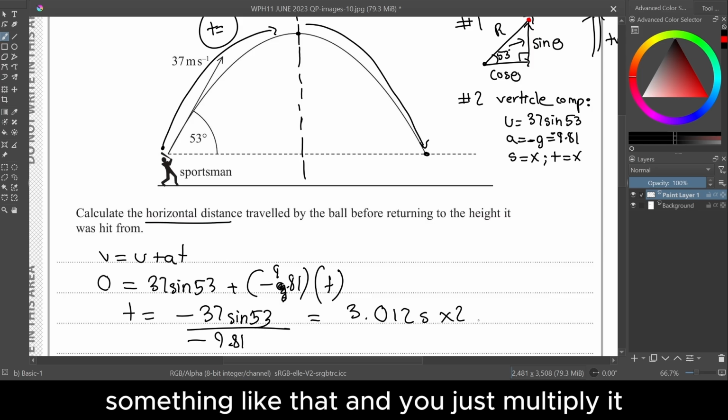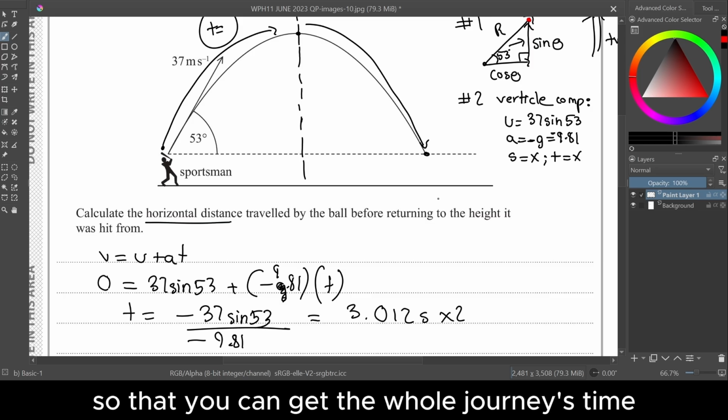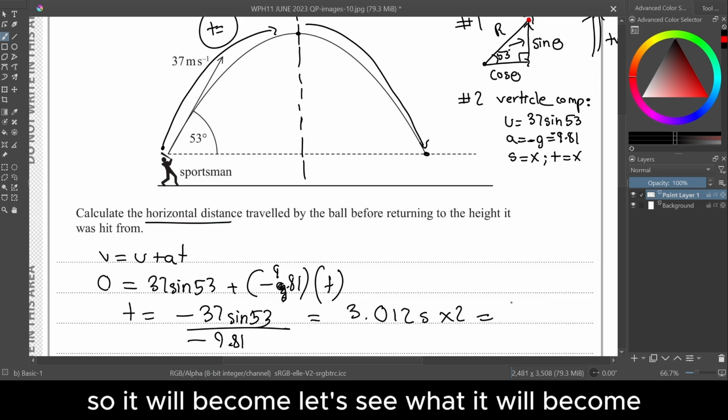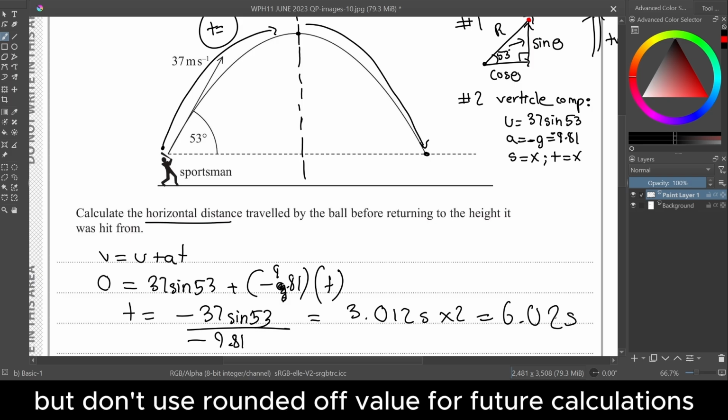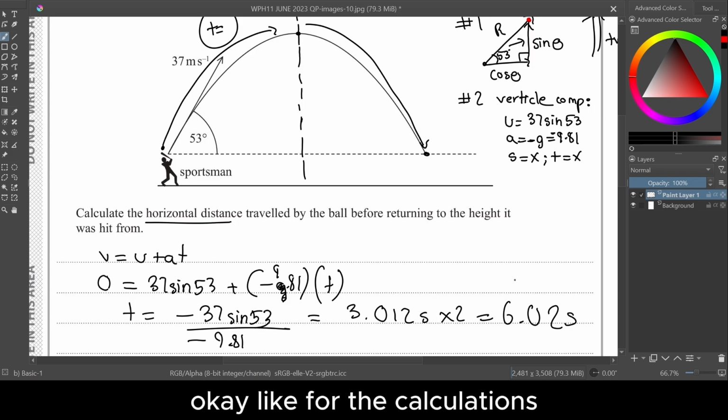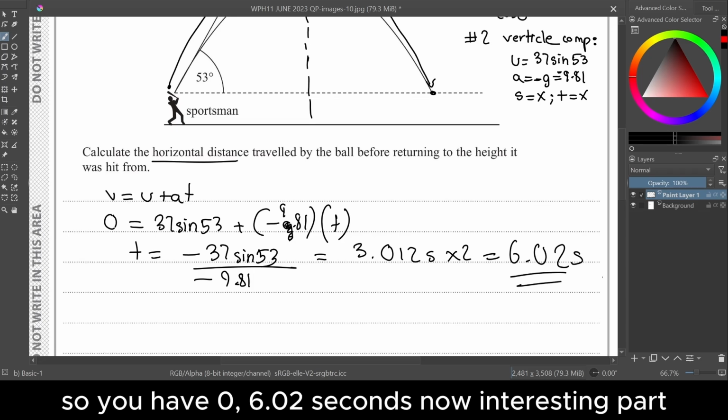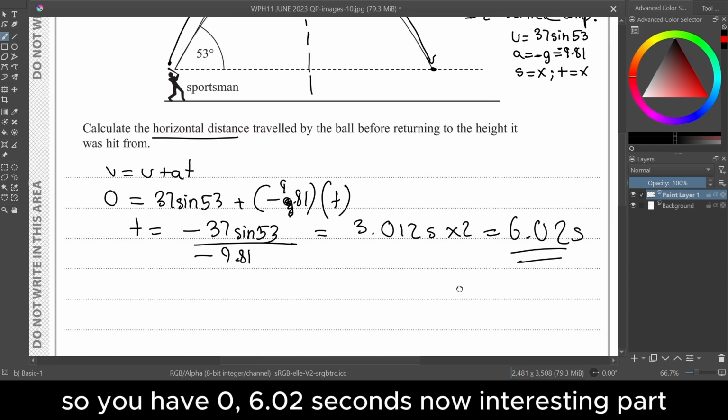And you just multiply it by 2 so that you can get the whole journey's time. So it will become 6.02 seconds. I have rounded off, but don't use rounded off values for further calculations, okay? So you have 6.02 seconds. Now, the interesting part.